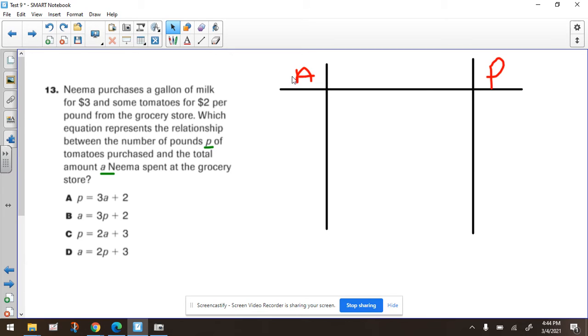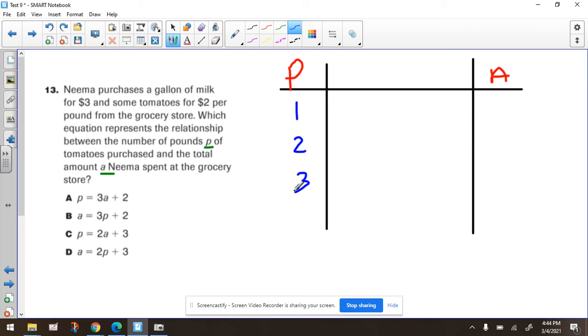And after a little bit of thinking, I think most people are going to realize that the amount that you spend depends on how many pounds of tomatoes you buy. And when we think about how many pounds of tomatoes you might consider buying, and we just think of some hypothetical values, you might buy 1 pound of tomatoes, you might buy 2 pounds of tomatoes, you might buy 3.